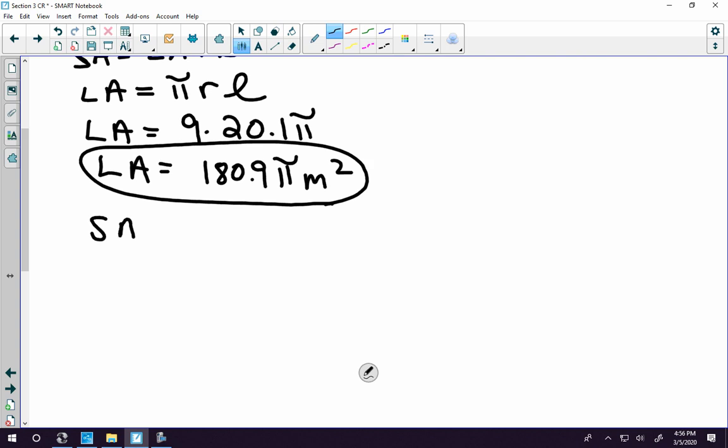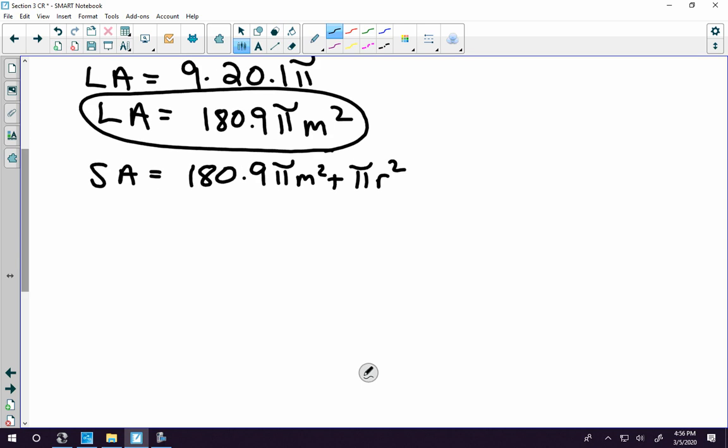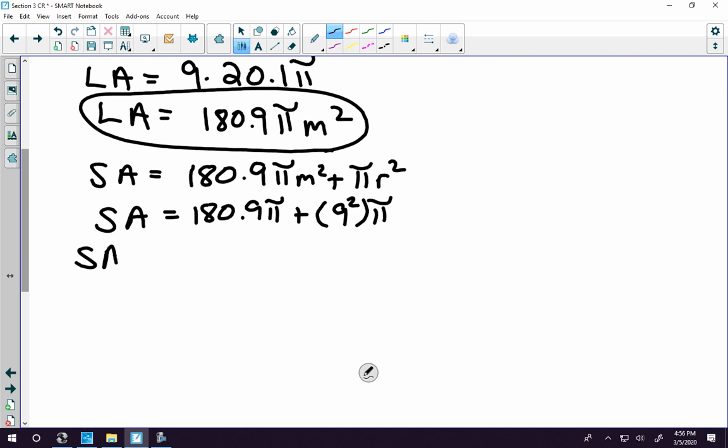So our surface area is going to be our lateral area answer, or area around the cone, plus the area of the base, which is a circle. The area of a circle is pi times radius squared. If we look up, the radius of the circle is 9 meters. So our surface area is going to be 180.9 pi plus 9 squared pi, which is 180.9 pi plus 81 pi.